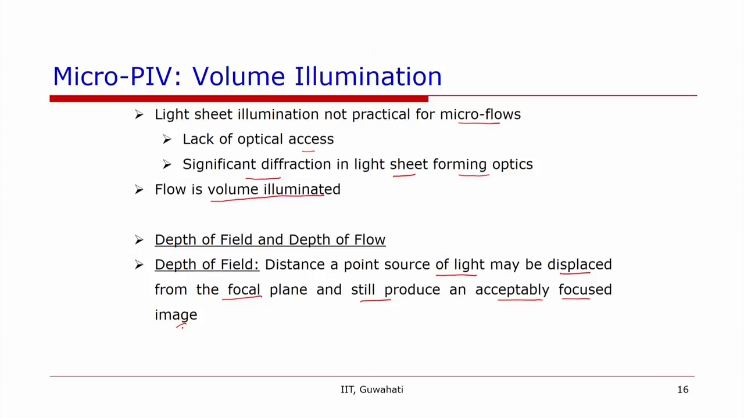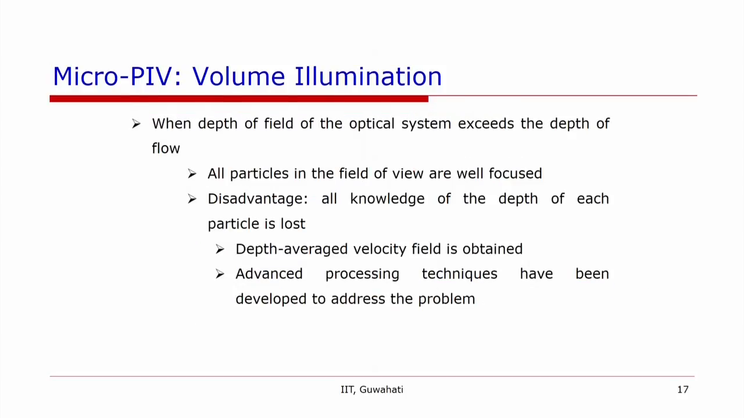So, the distance on the two sides of the focal plane where an acceptably focused image is obtained is known as the depth of field. Now, two cases can be there. When the depth of field of the system exceeds the depth of the flow, all the particles that are there in the field of view will be illuminated because all the particles are well focused.